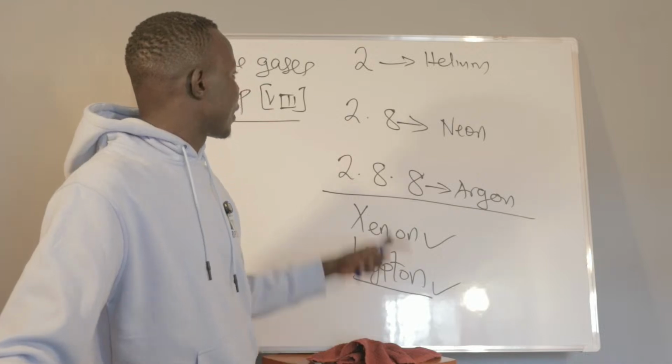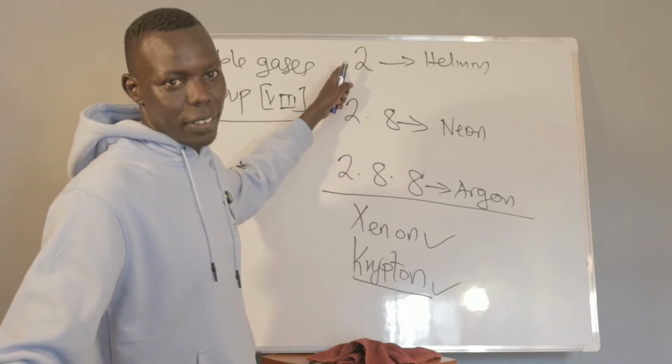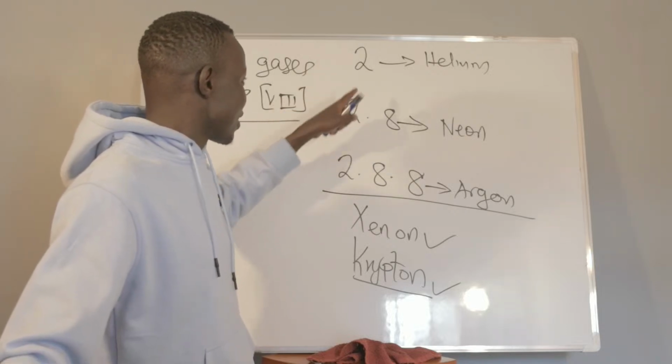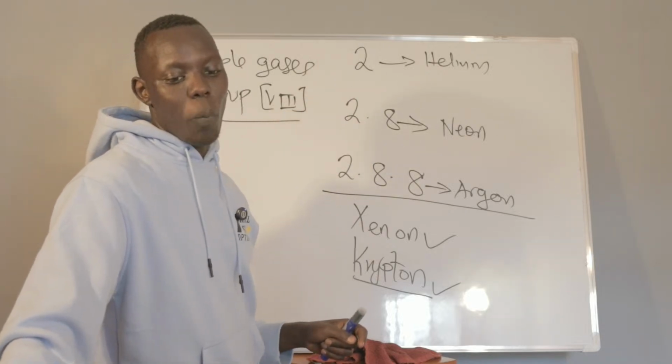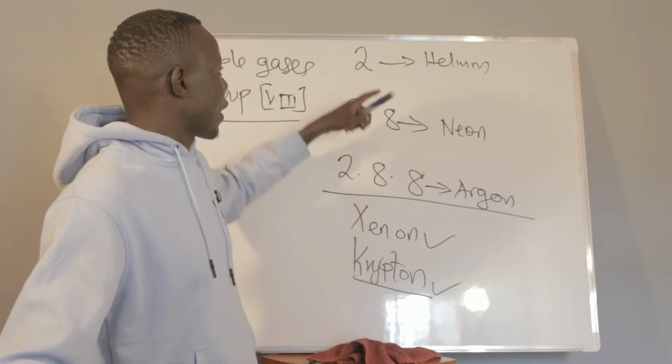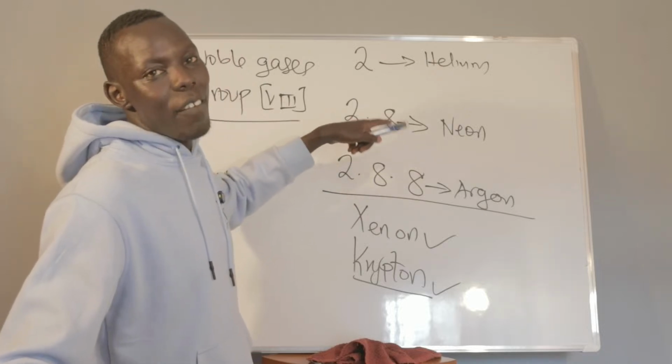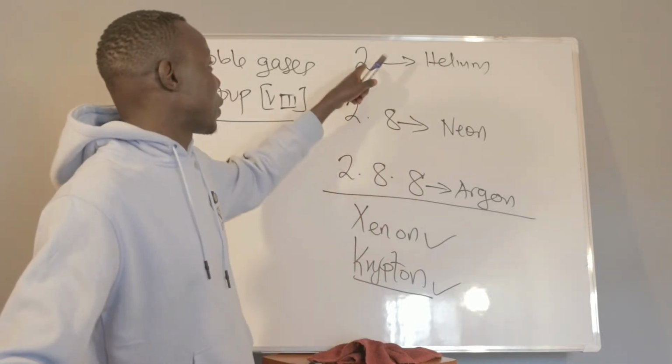Yes, they are complete. This one cannot gain. It cannot lose. All these because they are complete. Iko na kitu inaitwa duplet rule. Iko na octet rule, meaning they are complete having 8 in the outermost energy level. This one is complete having 2.